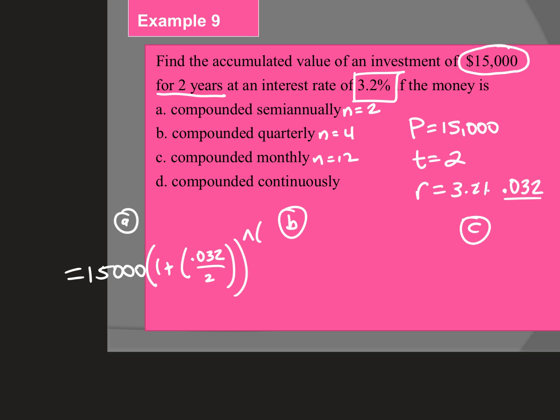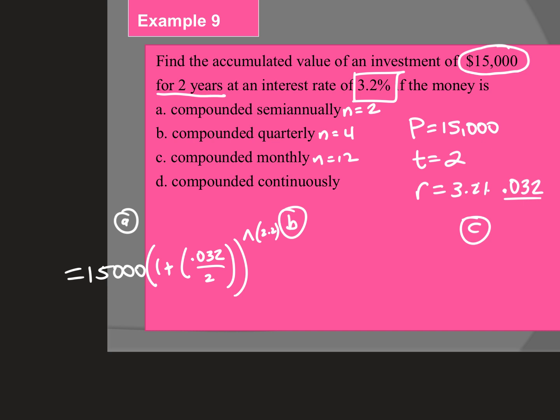What is the formula? N times T, so 2 times 2, or you can put 4. Notice how I put the parentheses on the inside, guys. You have to tell your calculator to do it like that. Put it in exactly like you see it.